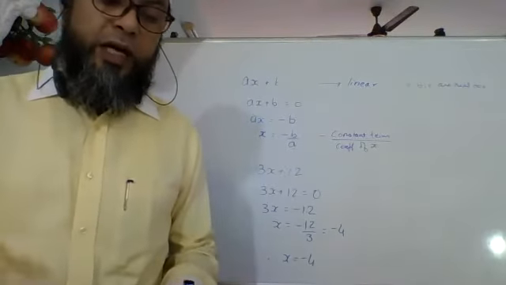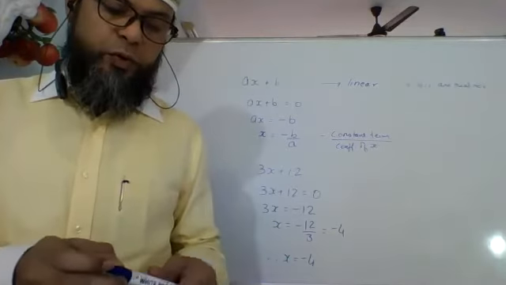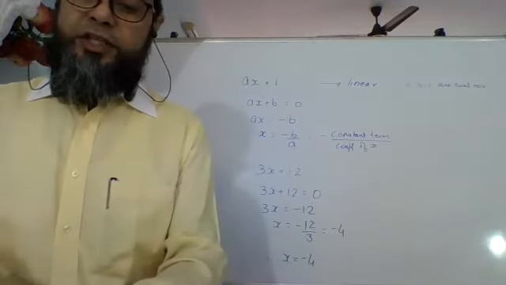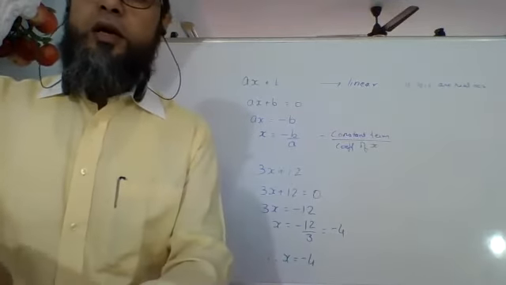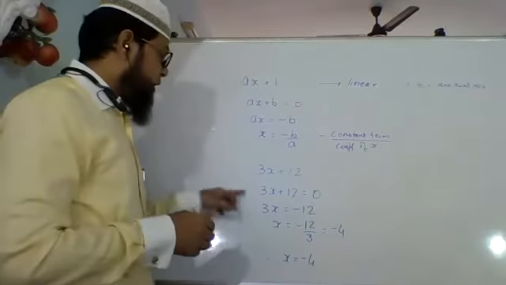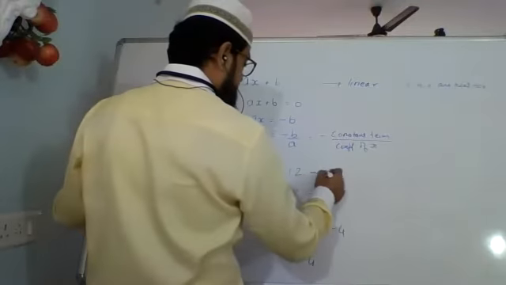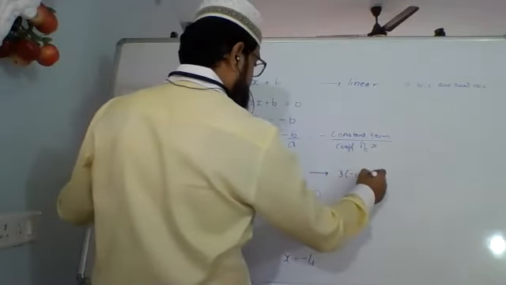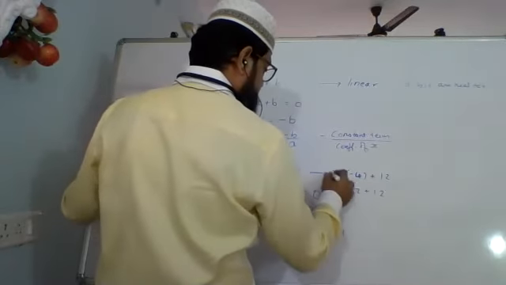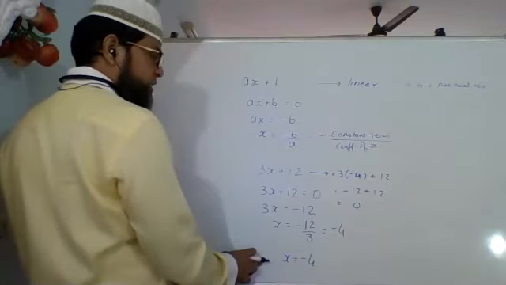But as I said, you do not have cubic and biquadratic, so we will be restricting ourselves to linear equations and quadratic equations. So from this, now here I've got this value of minus 4. If I substitute minus 4, check what will happen. If I were to say 3 into minus 4 plus 12, now 3 into minus 4 is minus 12 plus 12, which is 0. So it justifies that.